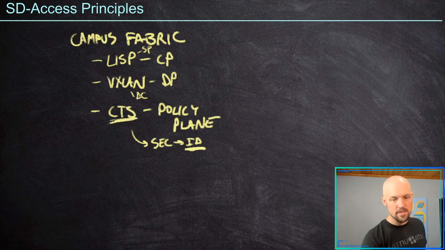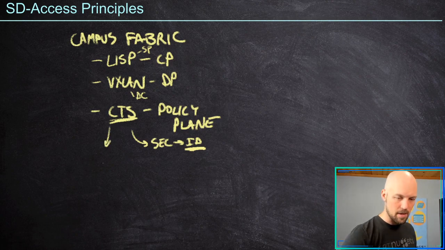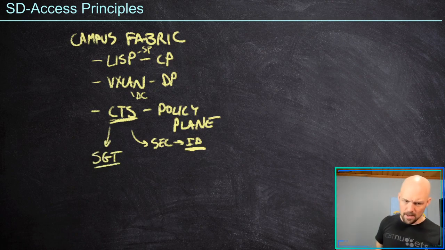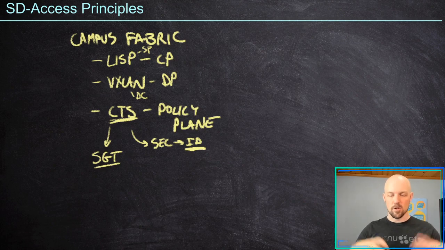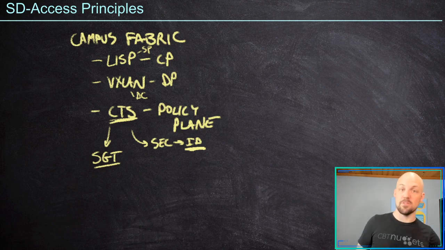Cisco TrustSec is going to use this concept of a scalable group tag, SGT. And the scalable group tag on my packet is going to tell the switches how to enforce it. So again, it turns the entire network into an enforcement zone rather than simply the edge.